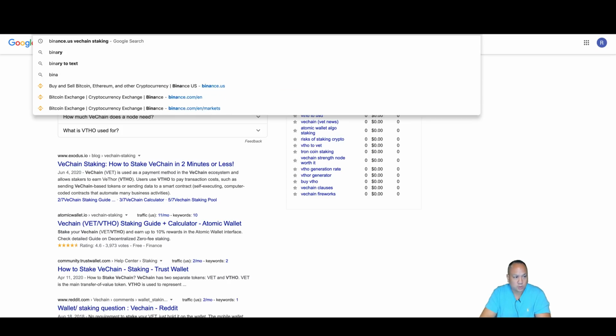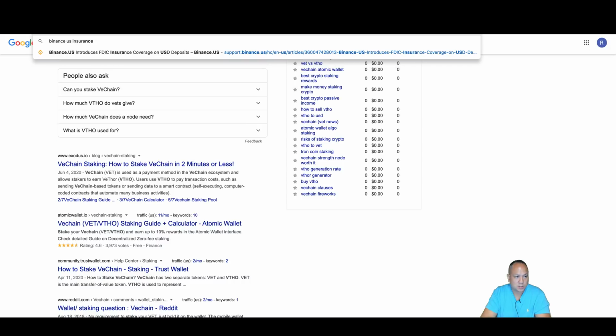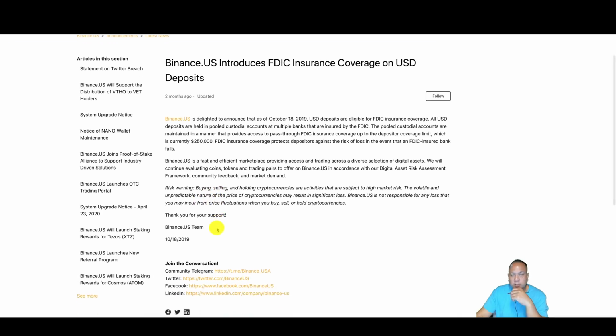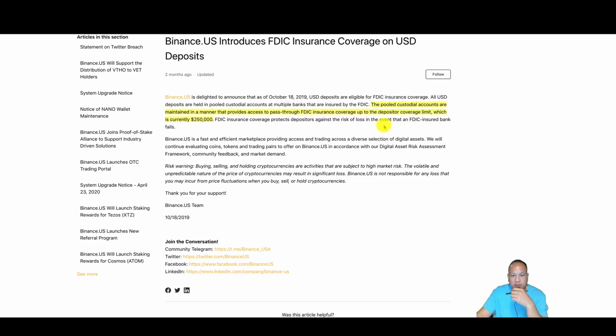So let's just do a Google search, Binance.us insurance staking. I couldn't find too much about the insurance that they have, but it says the pool custodial accounts are maintained in a manner that provides access to pass-through FDIC insurance coverage up to the depositor coverage limit, which is currently $250,000. Now, keep in mind that the insurance is for this: all USD deposits are held in pool custodial accounts at multiple banks that are insured by the FDIC. So it doesn't really go into too much detail of how much insurance they have.